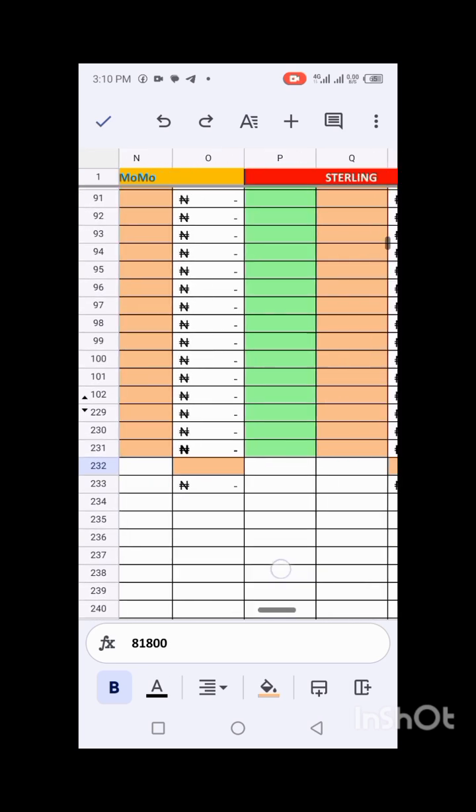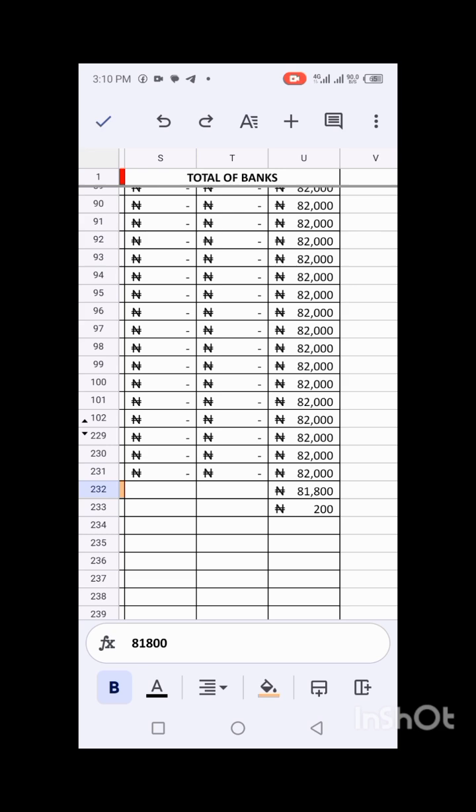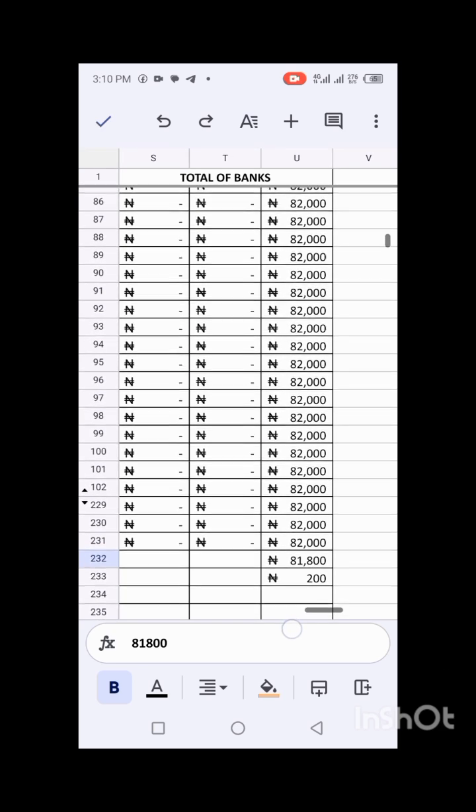Now let's come to this last section. Since we did not use all of these other banks, you find out that what you have in your money point section is corresponding with your total of all banks. That's it, as you can see.